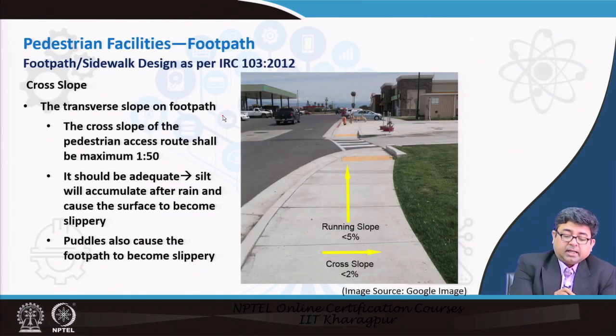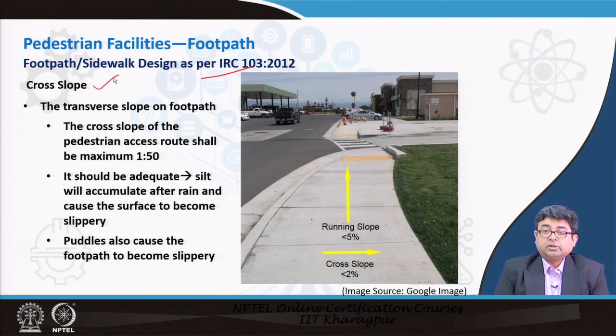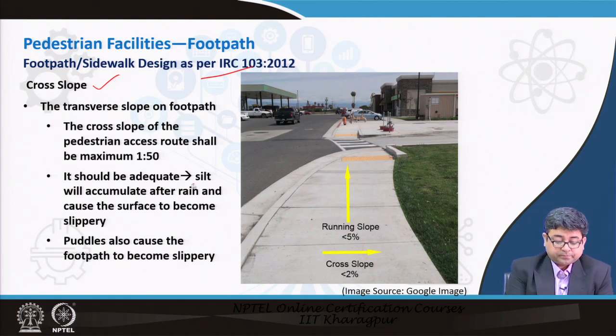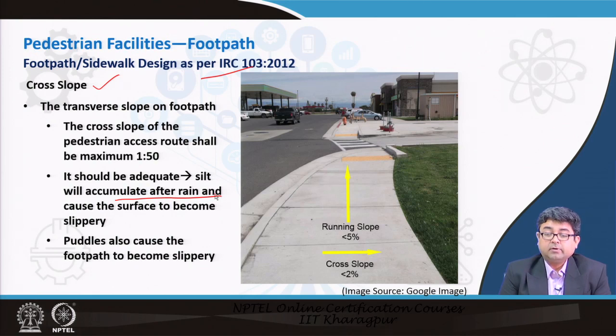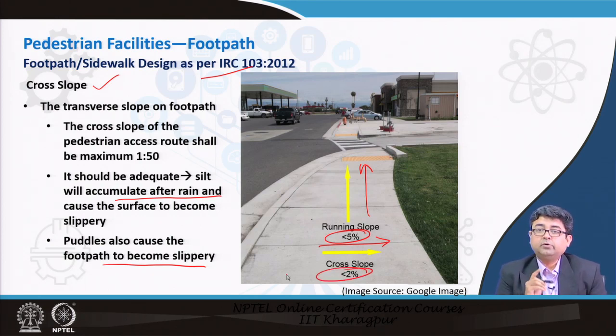Now, the other aspect that is highlighted in IRC 1003 is the cross slope. The cross slope is very essential, because when silt accumulates after rain, it may cause the sidewalks to be slippery. So, puddles can cause the footpath to become slippery. So, there has to be always a running slope as well as a cross slope, and as per IRC, the running slope should be no more than 5% and the cross slope should be no more than 2%. So, you have to ensure that your sidewalks are designed in such a manner.